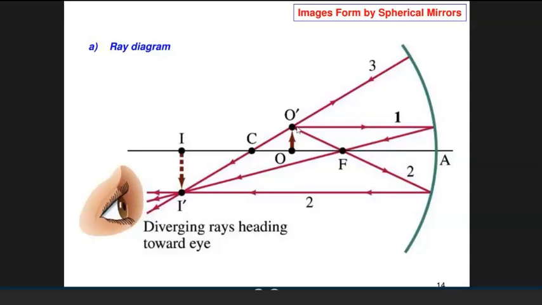Second ray must pass through the focus. Incident ray must pass through the focus, then after reflection, it becomes parallel. So you see here, second ray is drawn passing through the focus. Then after reflection, it becomes parallel.